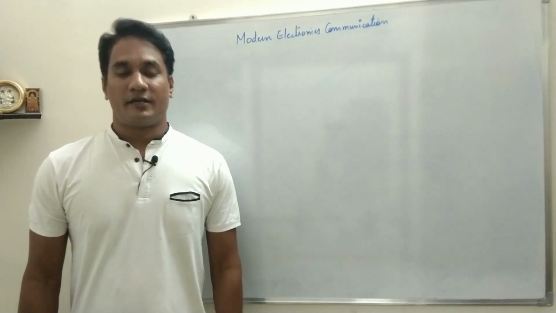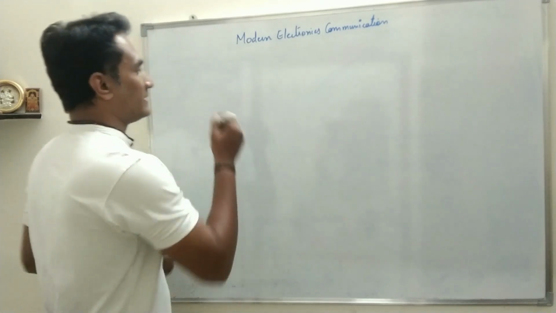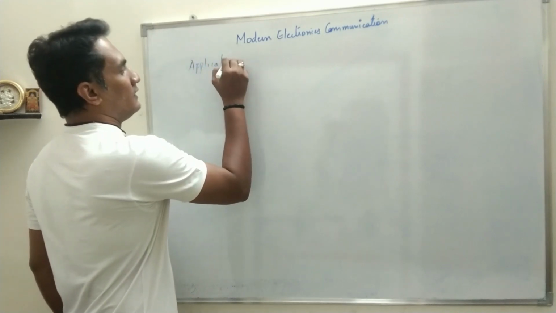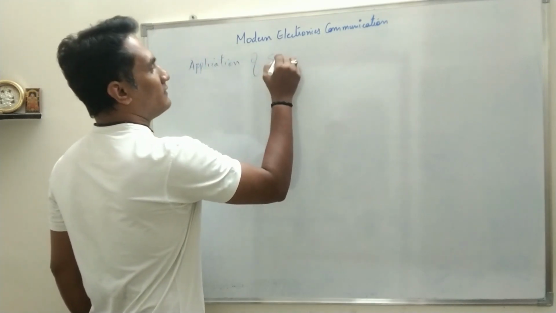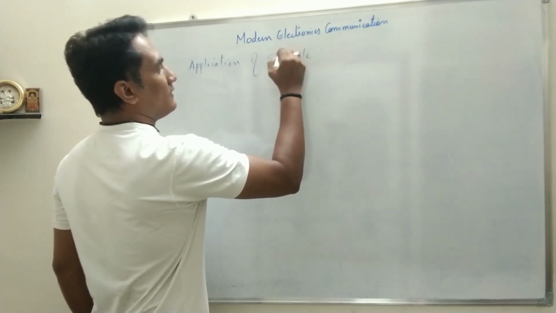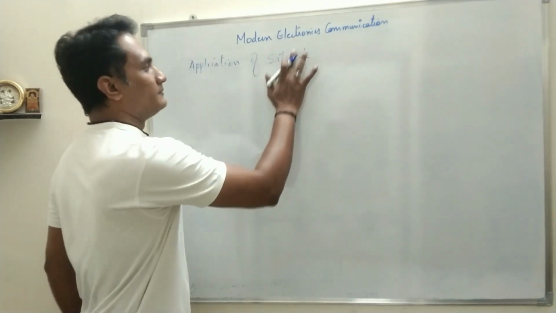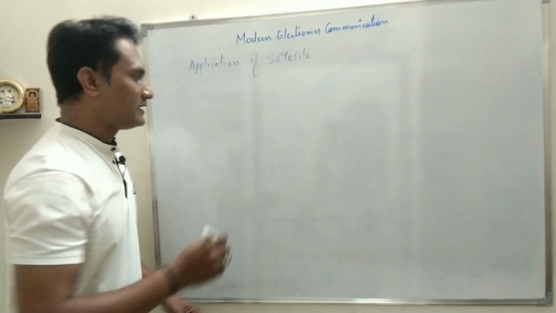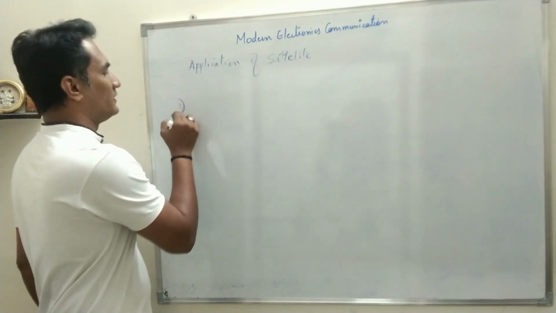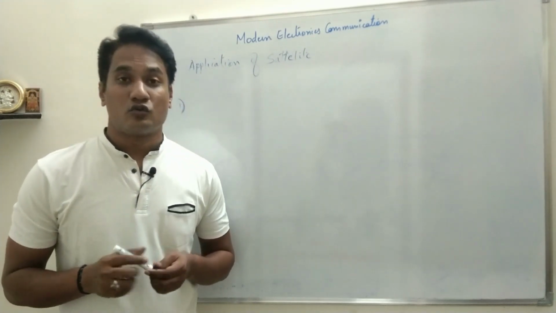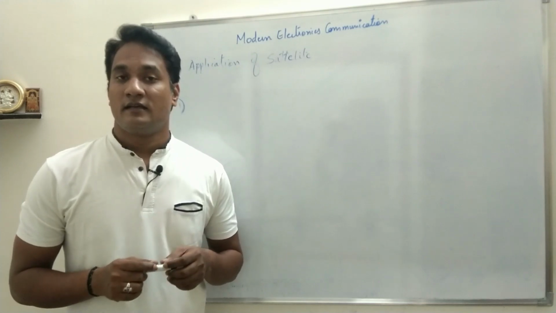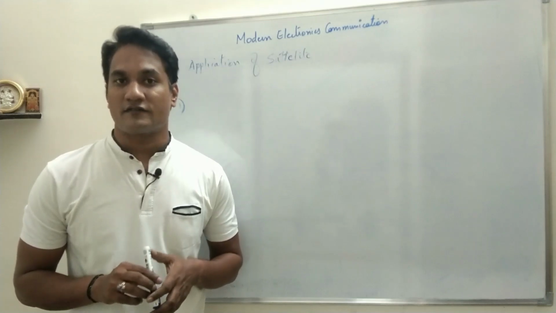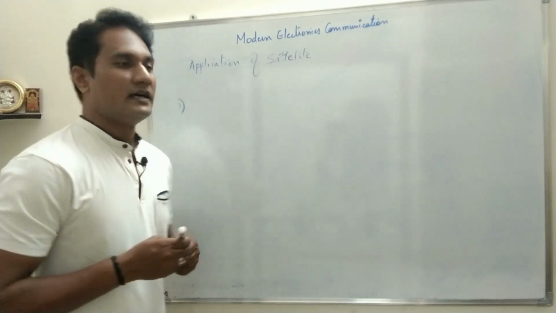The next topic is applications of satellite. The first application we have already gone through: satellite can be used as a relay station. So the basic use of satellite is for communication.